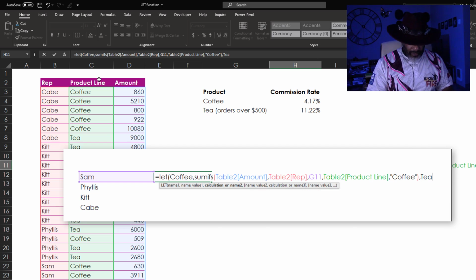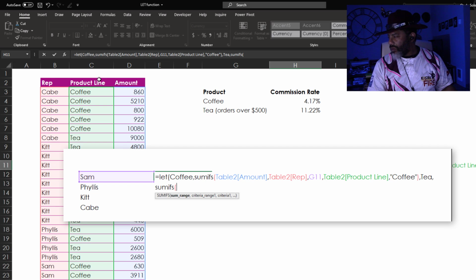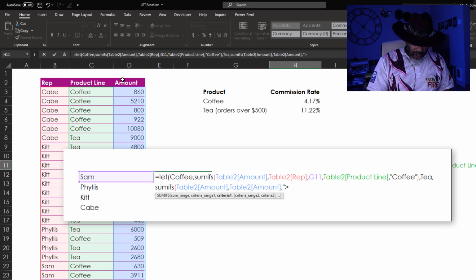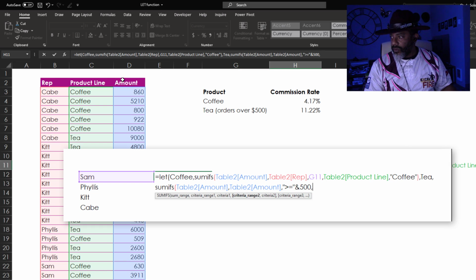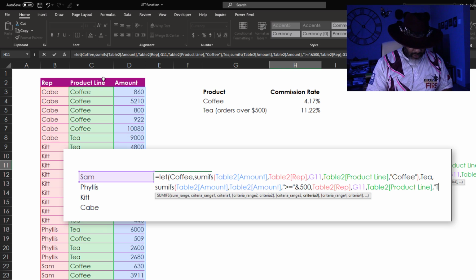our next name, T, comma, SUMIFS, open parentheses, sum range, here, comma, criteria range one, also in the amount column, comma, the criteria where it is greater than or equal to ampersand 500, comma, criteria range two, the rep, comma, Sam, comma, criteria range three, the product line, comma, where it equals T. Close the SUMIFS, comma.